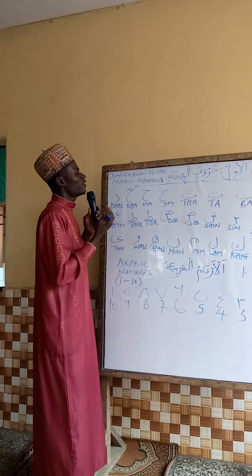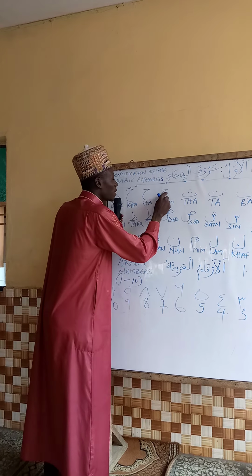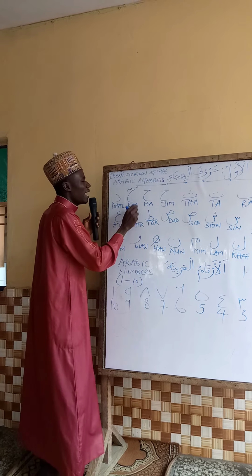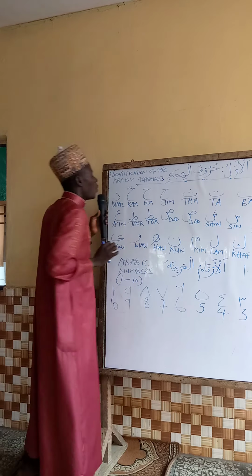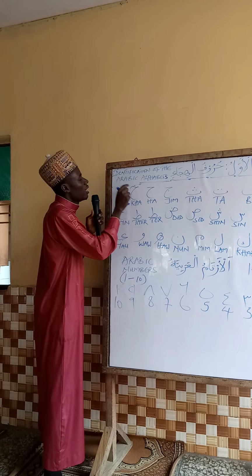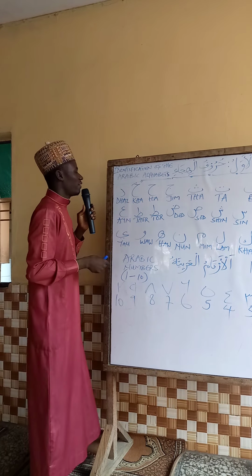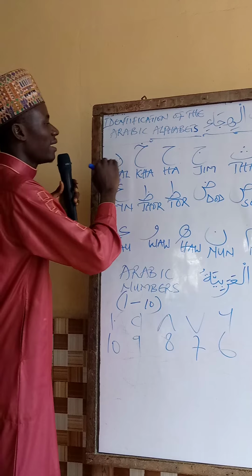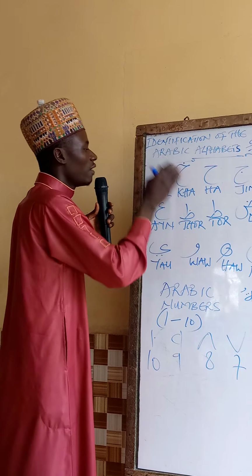Now, how are you going to identify this? The easiest way to identify is that Jim has a dot under, while Ha has no dot. It has no dot under, it has no dot on top. While we have Kha, look at it, it has no dot under, but there is a what? A dot on top of the alphabet. So that is the easiest way to differentiate Jim from Ha from Kha.